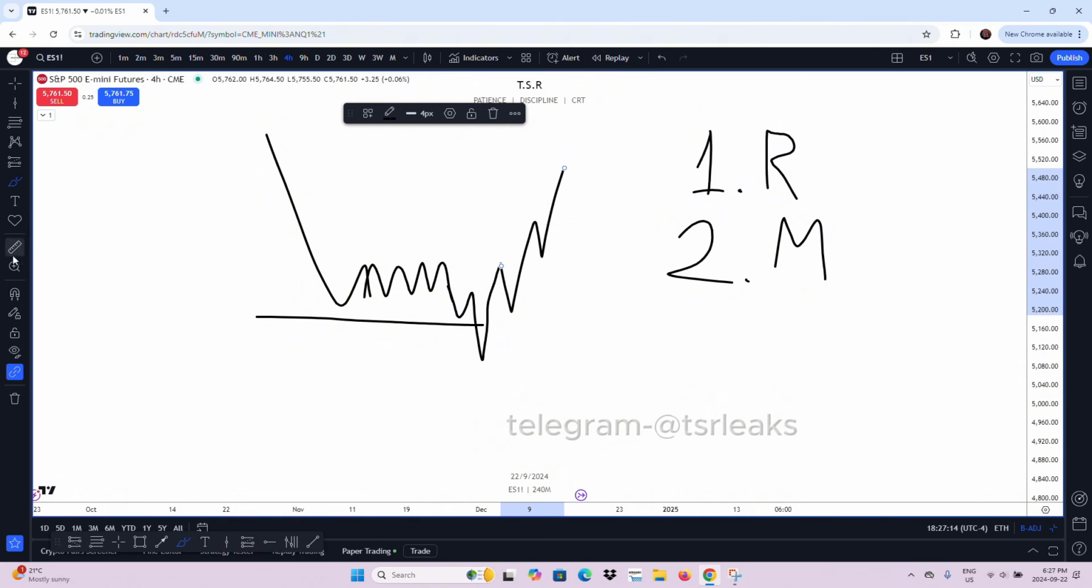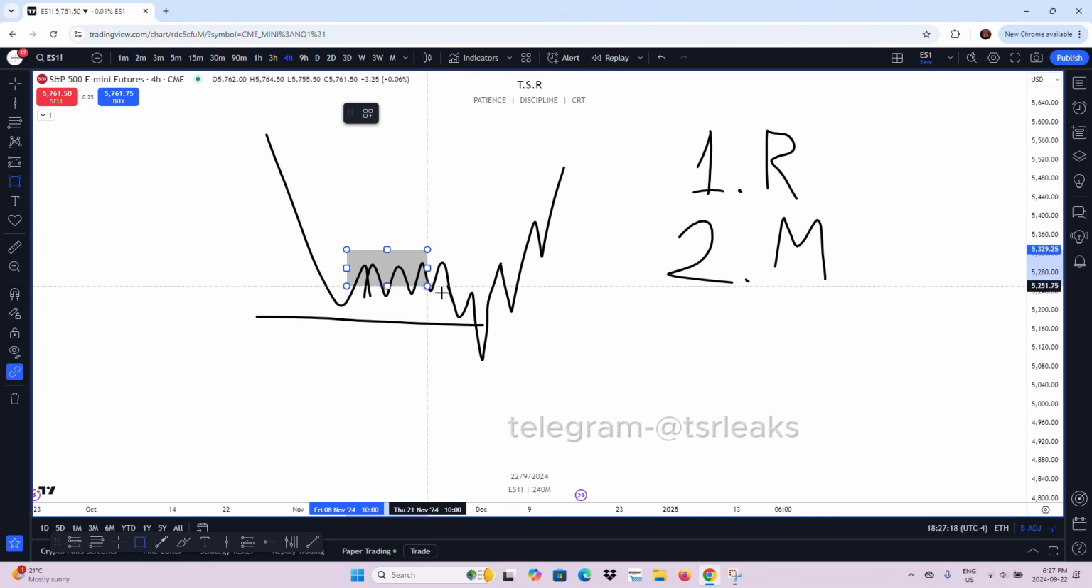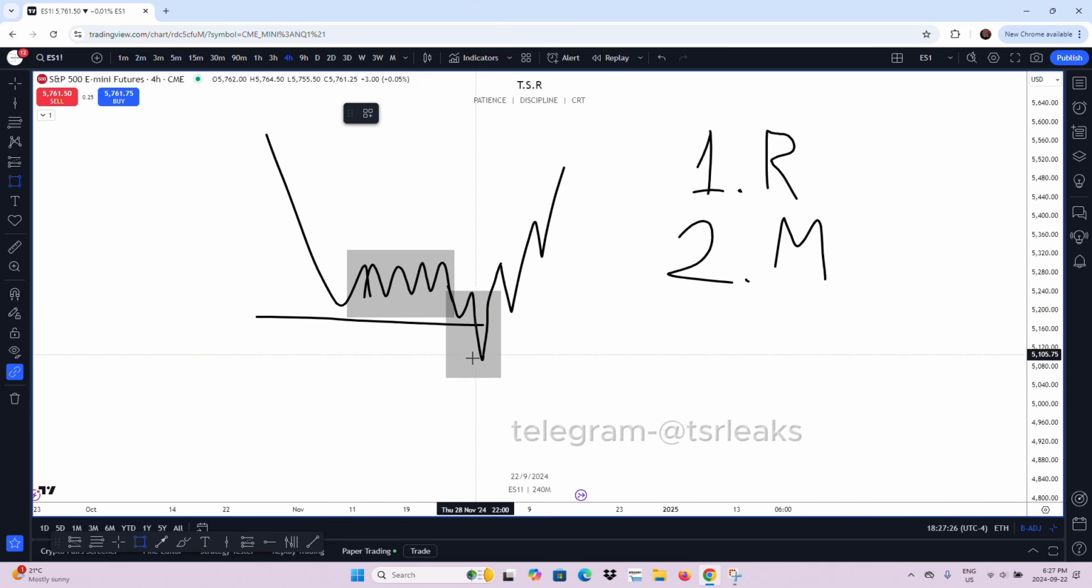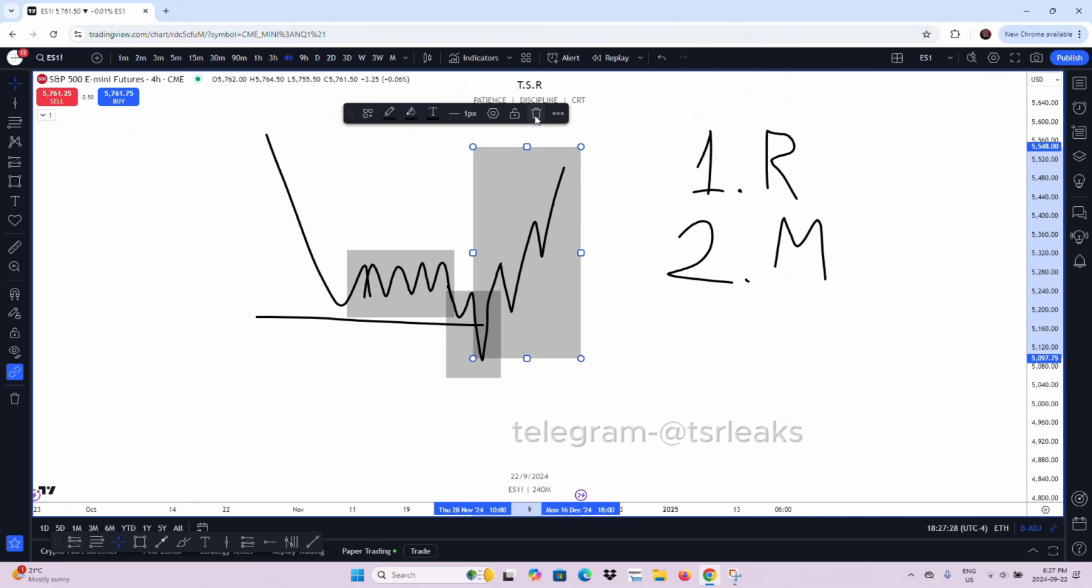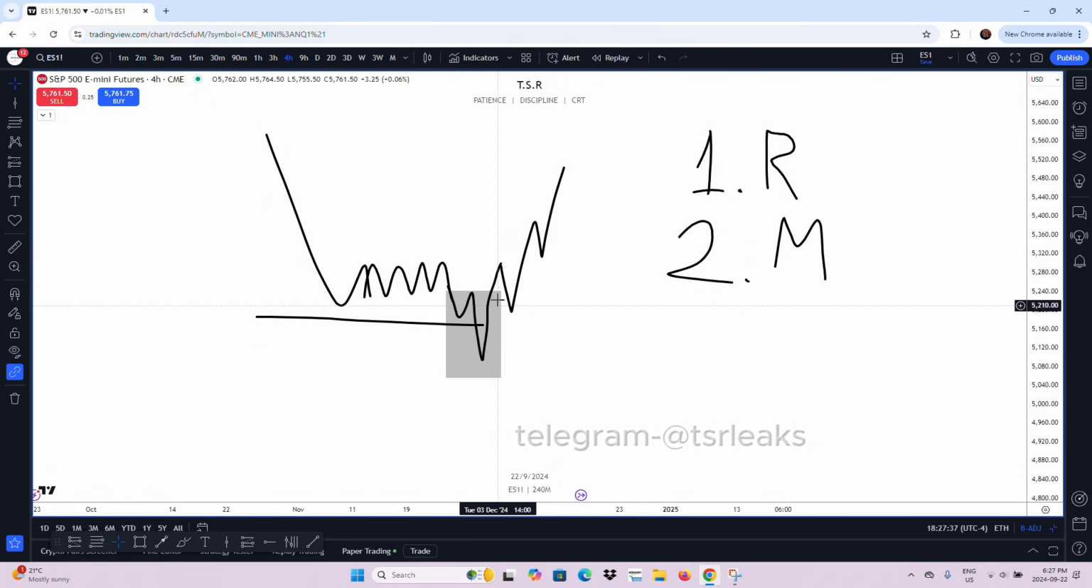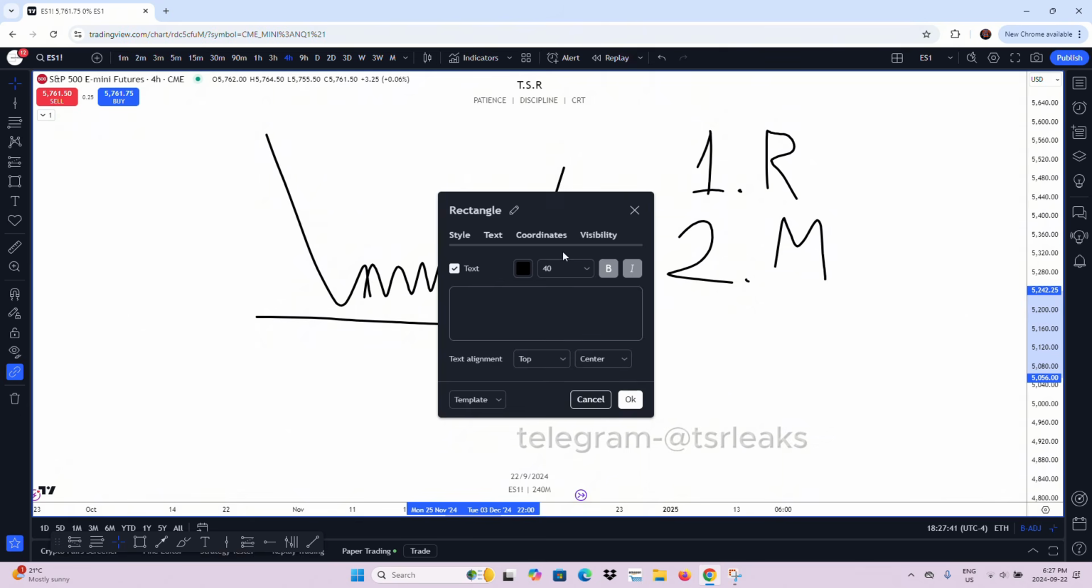So we have the range occurring right here, the manipulation occurring right here. As soon as we hit the key level, we can now anticipate an expansion. Expansion where? To the midpoint and then the high of this range. All right. Now, what happens if instead of a manipulation event, we get a retracement?